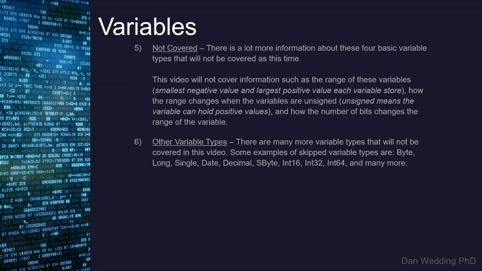This video will not cover information such as the range of the variables, how the range changes when the variables are unsigned, and how the number of bits changes the range of the variables. There are many more variable types that will not be covered in this video. Some examples of skipped variable types are byte, long, single, date, decimal, sbyte, int16, int32, int64, and many more.